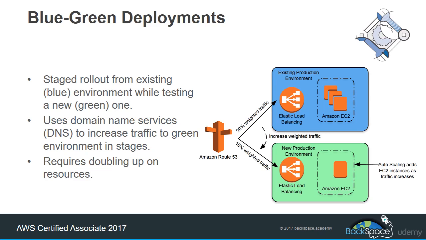So what that means is that we look at the diagram there, we can start off with 90% of our traffic going to the blue existing environment, and then just put 10% of our traffic over to the new green environment, and then slowly shift that over, we might make it 80, then 20, and then 70 and 30, until such point that we've got all of our traffic going over to our green environment.